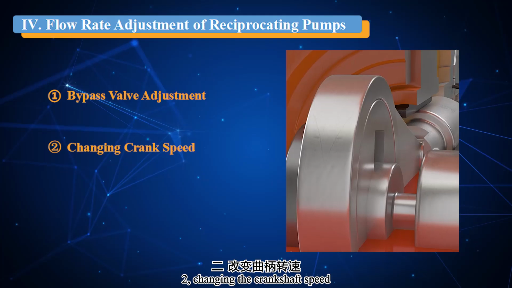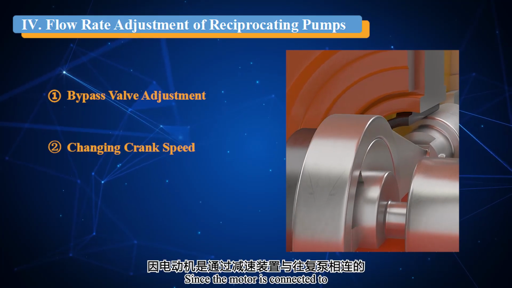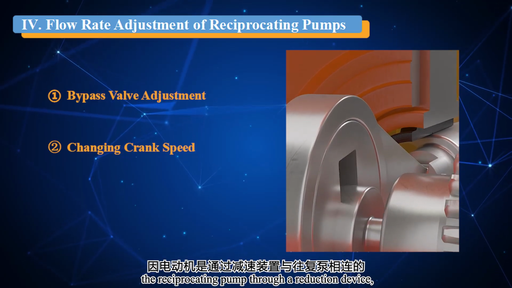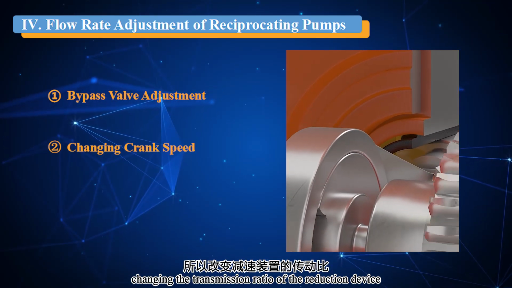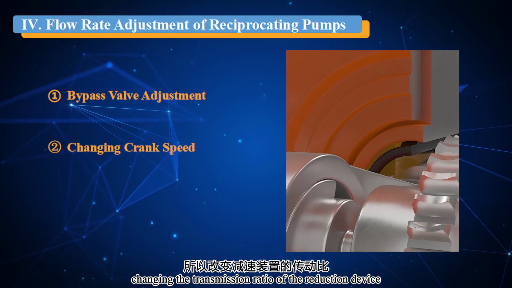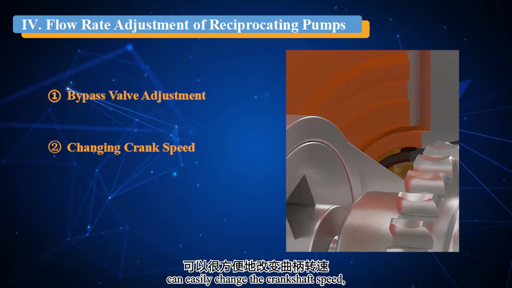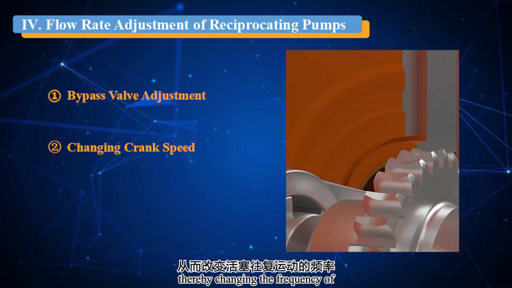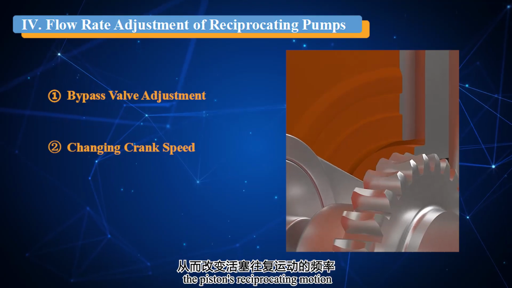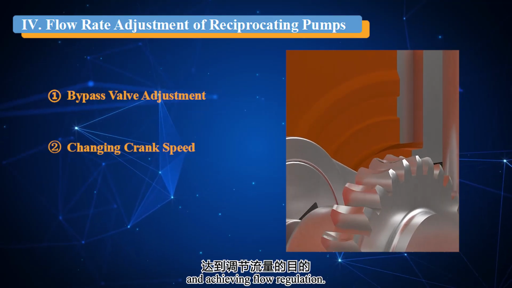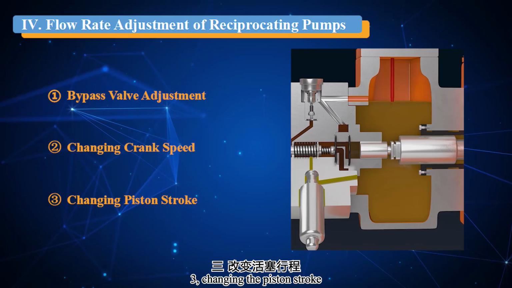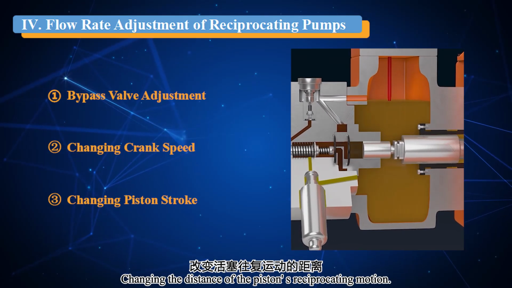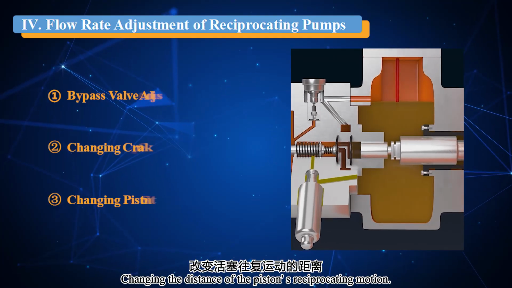Second, changing the crankshaft speed. Since the motor is connected to the reciprocating pump through a reduction device, changing the transmission ratio of the reduction device can easily change the crankshaft speed, thereby changing the frequency of the piston's reciprocating motion and achieving flow regulation. Third, changing the piston stroke, that is, changing the distance of the piston's reciprocating motion.